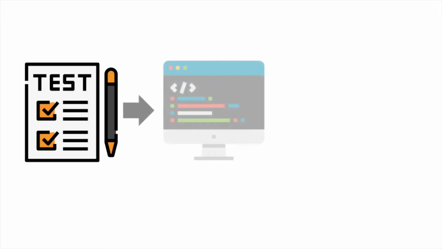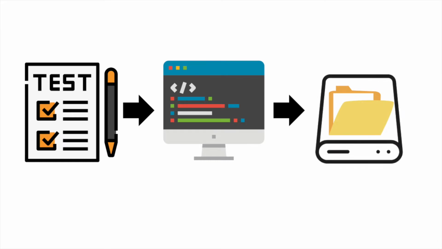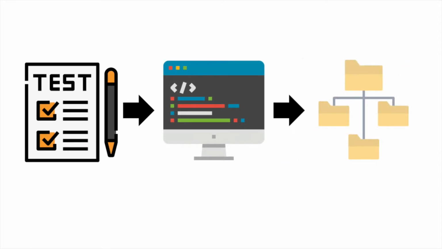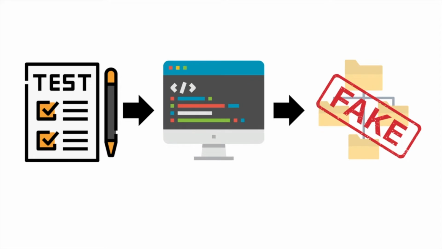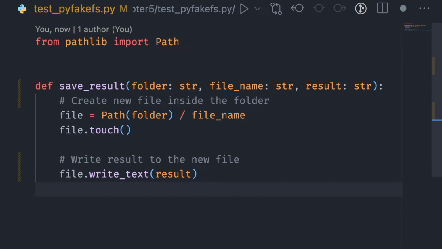Sometimes you might want to test if the function that interacts with the files is working properly, but you don't want the test to change the directories or files in the real disk. Here's a way that you can create a fake file system in memory and test your code on that file system. That is when pyfakefs comes in handy.